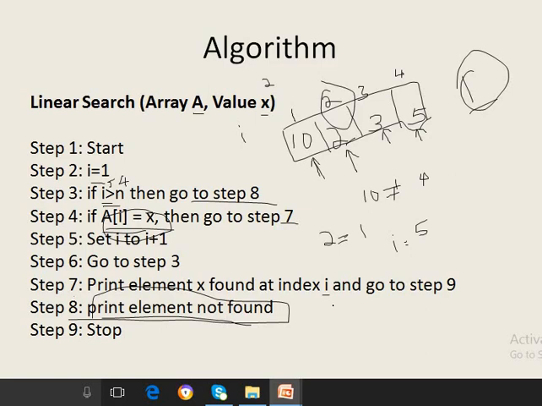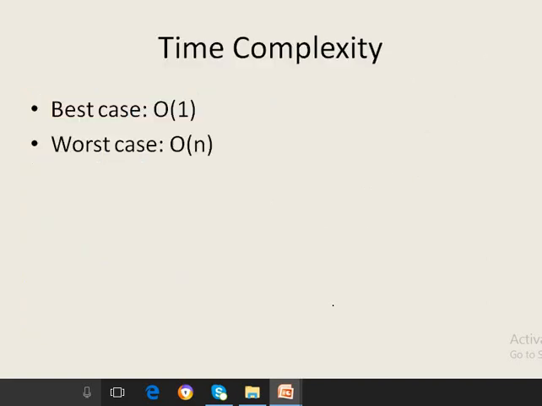So this is how this algorithm operates. If an element is present in the array, it will return the position of that element in the array. Otherwise, if it is not present, then it will give a message that element is not found. Okay. Now we can see the time complexity of this algorithm.